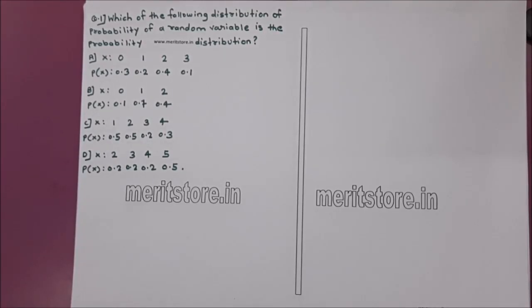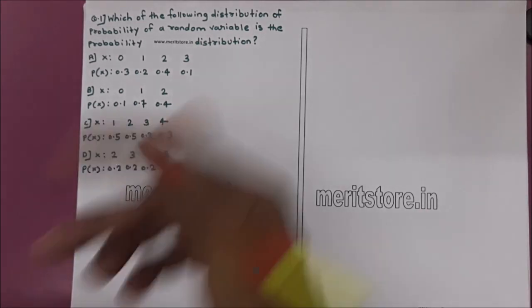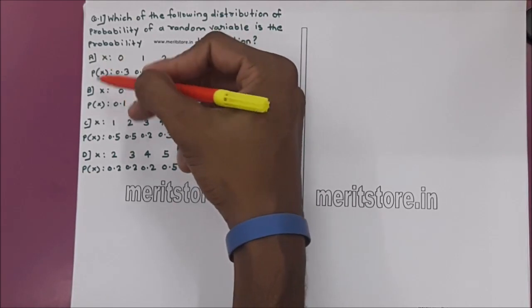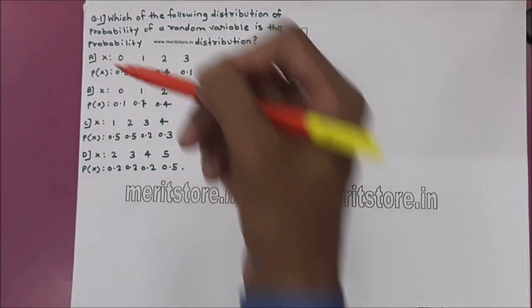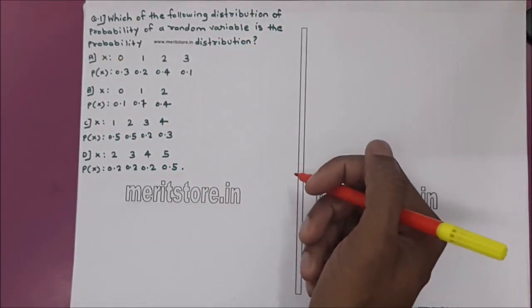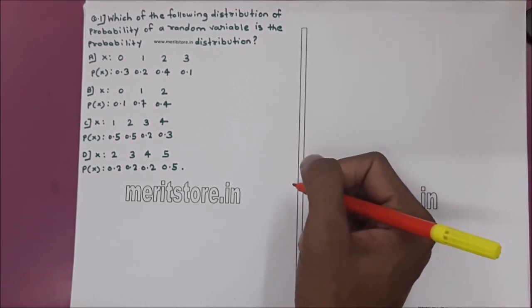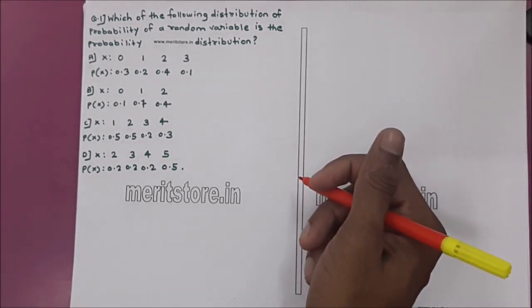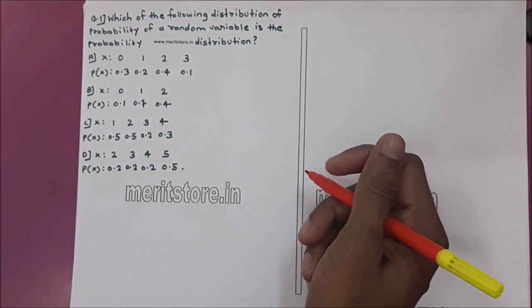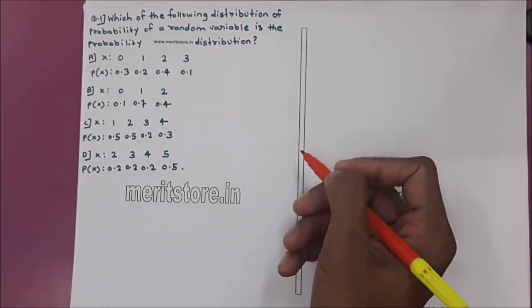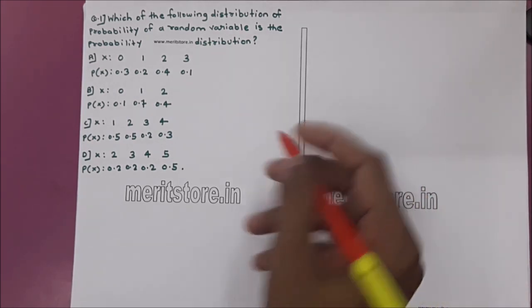Question 1. Which of the following distributions of probability of a random variable is a probability distribution? We have four options of every x and probability, that is A, B, C and D. If we check, we know that the sum of all the probabilities in the probability distribution is always unity.